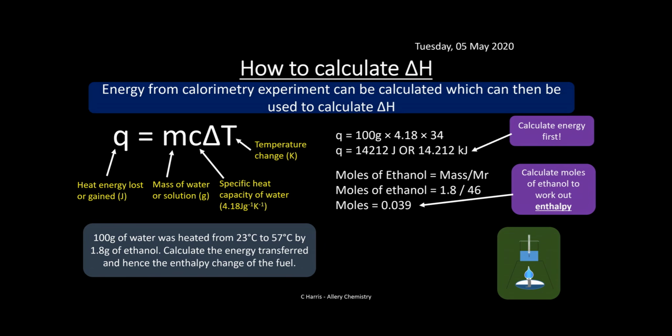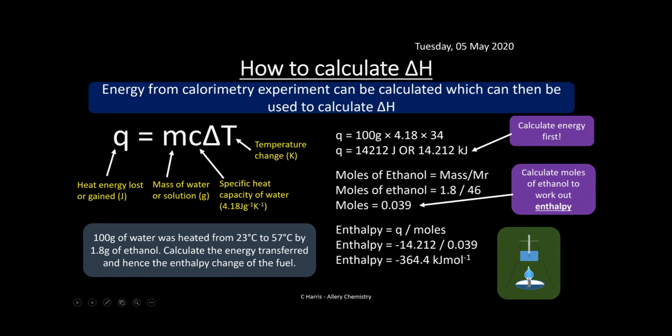And then because enthalpy is kilojoules per mole, we do kilojoules, which is energy, divided by moles. So you've just worked out the two different parts. So here it is. Enthalpy is Q, which is energy, divided by moles. So it's minus 14.212, which is the energy side of it. That's the enthalpy that we've used. And then it's divided by 0.039.